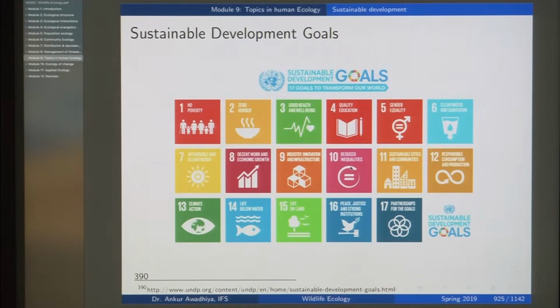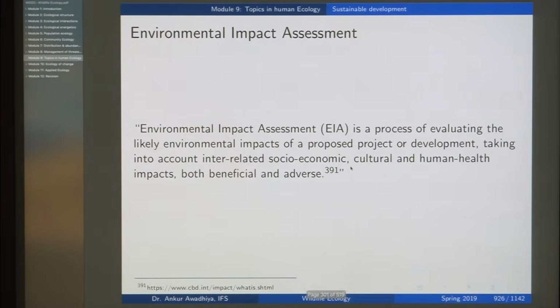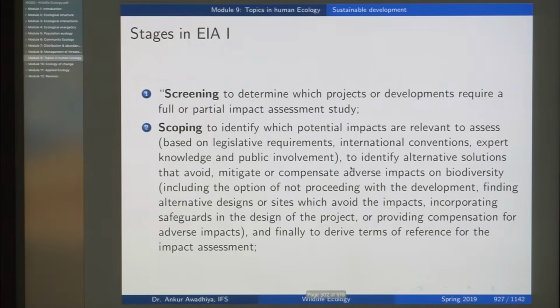Then we looked at 17 sustainable development goals, and to meet these goals we go for environmental impact assessment, which is a process of evaluating the likely environmental impacts of a proposed project or development, taking into account interrelated socio-economic, cultural and human health impacts, both beneficial and adverse. So all the positive and negative impacts are taken into account in the case of environmental impact assessment.